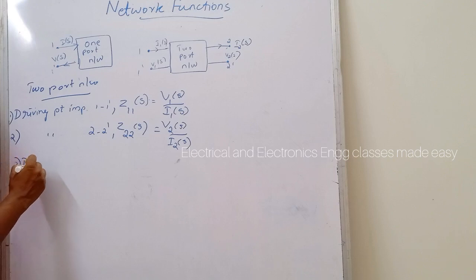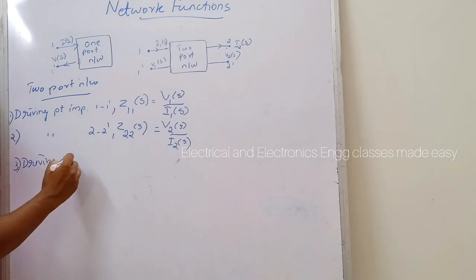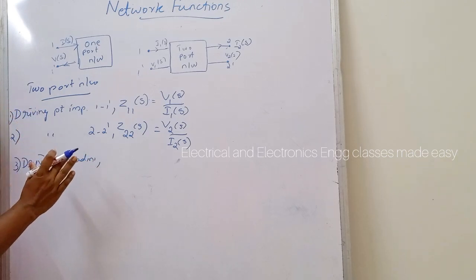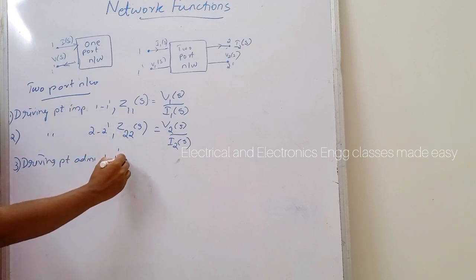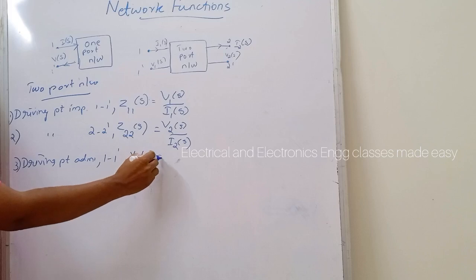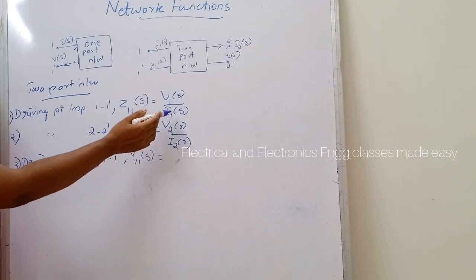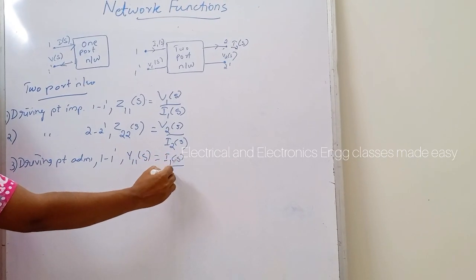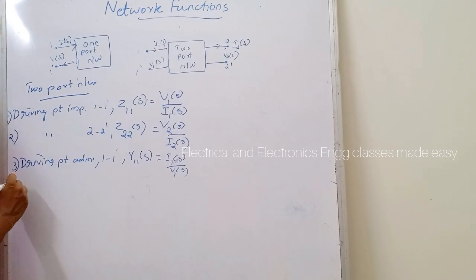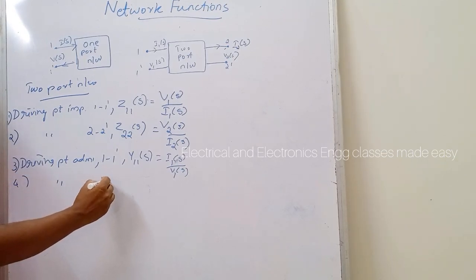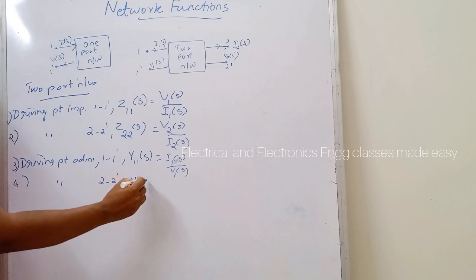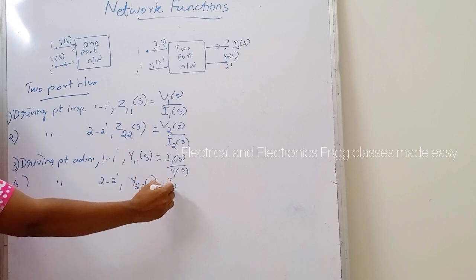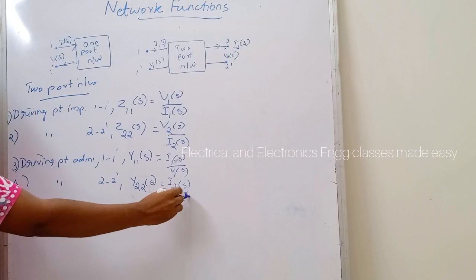Next is driving point admittance. The driving point admittance at port 1 1 dash is represented by Y11 of s, the reciprocal of the driving point impedance, that is I1 of s divided by V1 of s. Similarly, the driving point admittance at 2 2 dash is represented by Y22 of s, the reciprocal of Z22 of s, that is I2 of s divided by V2 of s.